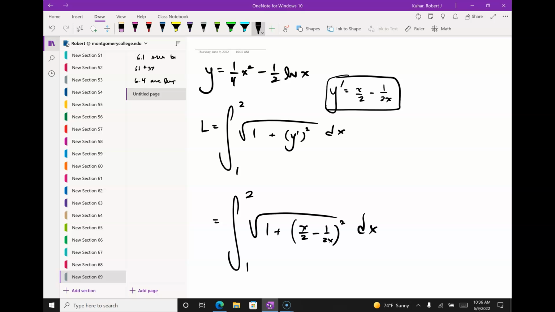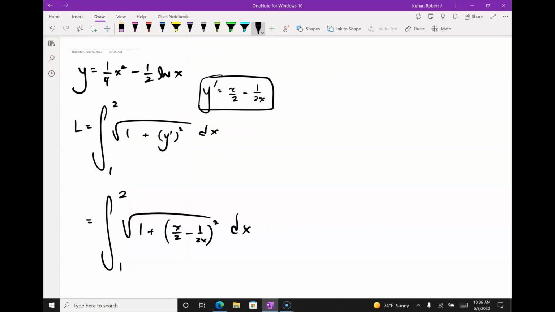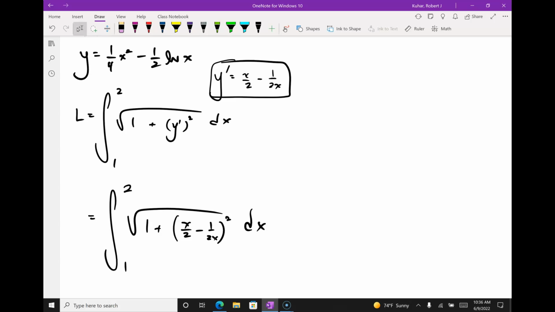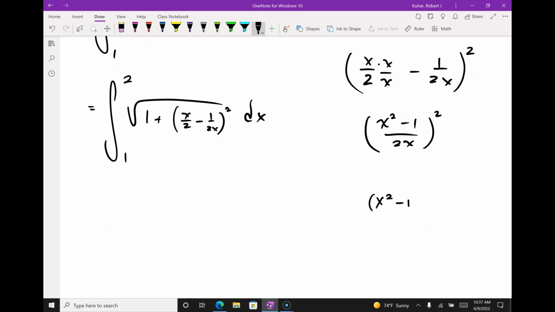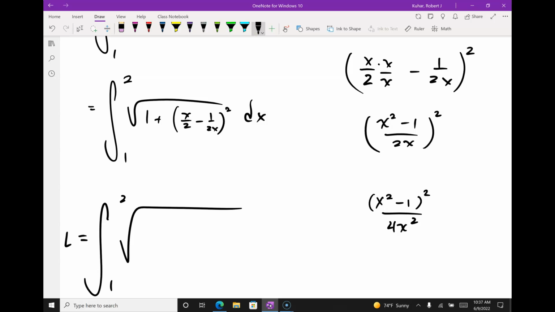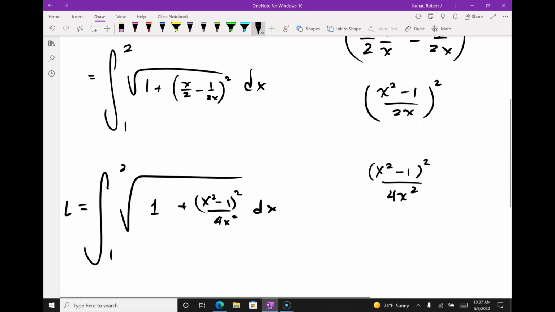Now, I find it's often easier to work on that piece outside of the radical, right? Noah, are you okay? It's often easier to work on that particular piece outside of the radical. So I'm going to do some side work here. I like to get an LCD first. So I get x squared minus 1 all over 2x. And then I'm going to add 1 to it, right? Oops, I got to square it. And I think that's where I'm going back into my integral. Once I get that squared, because then I know I'm just doing an LCD here.